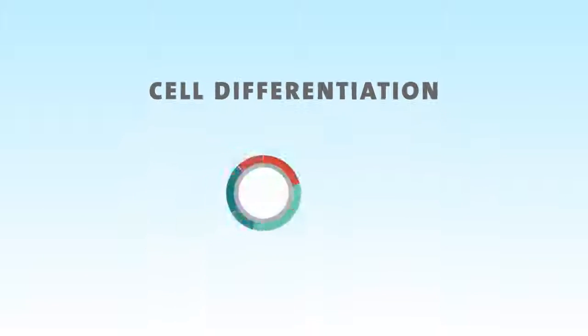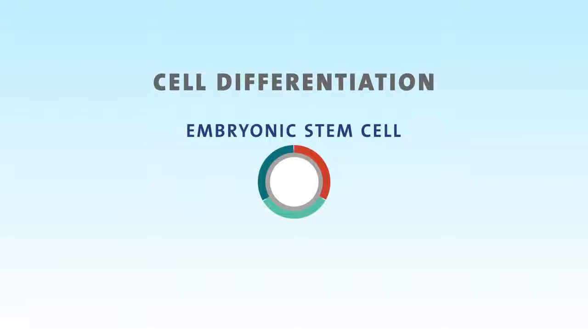Cell differentiation is the process by which a stem cell becomes a specialized cell type. This happens naturally in a developing embryo. This is an embryonic stem cell. It is pluripotent, so it has the potential to make all cell types of the body. As it differentiates, it loses this potential and becomes more specialized.